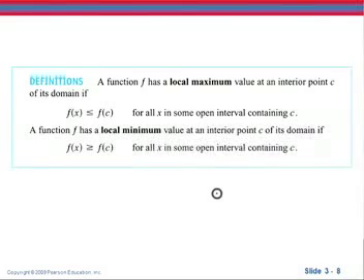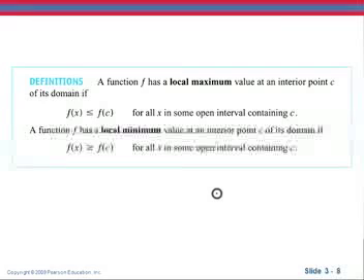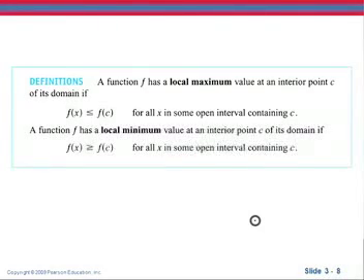Now we talked about absolute maximums and minimums, which were the absolutely largest y value on the graph and the absolutely smallest y value on the graph. We also want to look at local maximums and minimums. Now function f has a local maximum at an interior point c of its domain if all the y values around it are less than or equal to its y value in some open interval. And it has a local minimum value at an interior point c of its domain if all the y values are greater than that y value on some open interval.